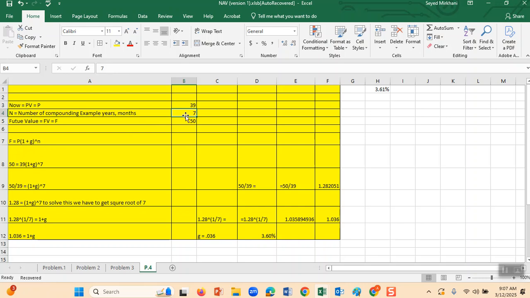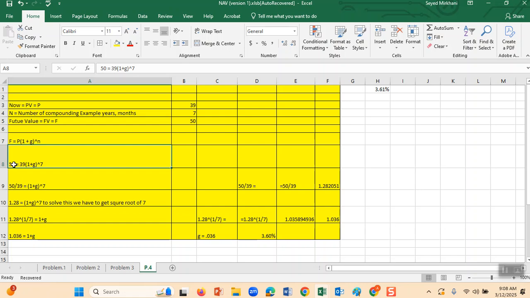Therefore, what we don't know is this number G. G means growth rate, the interest rate. What rate did you get? At what rate did your money go up? And as I said, Excel has that power. I plug in the numbers. I say $50 is equal to 39, parentheses 1 plus G to the power 7. And when I do that, I see how I can get help from Excel.